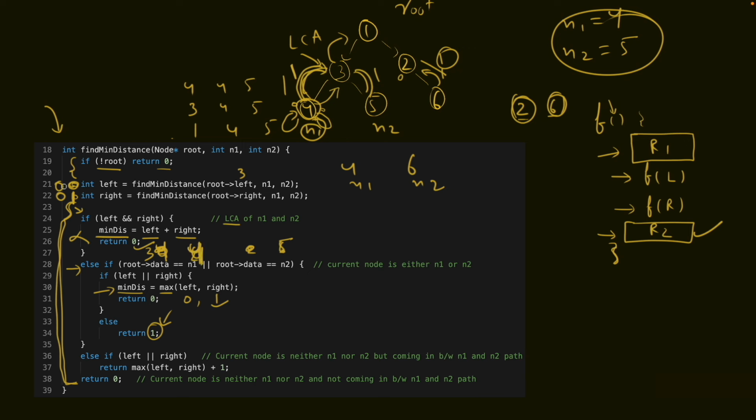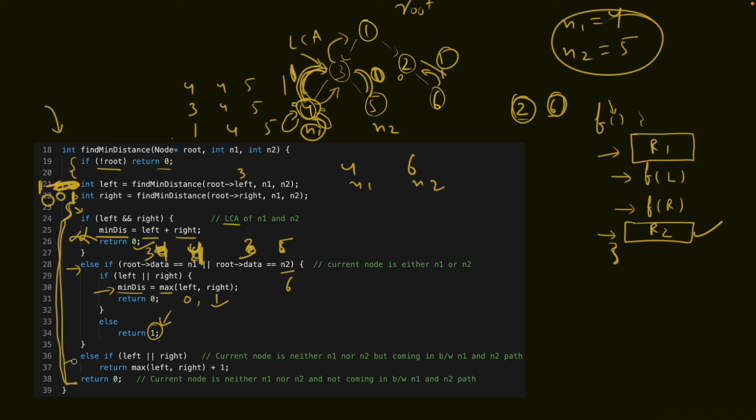From the left hand side, you would have received 1, so let's make it 1. But from the right hand side of this 3, you would have received 0 because you are not looking for 5. You're looking for 4, so you received 1. So this is 1 and then this is 0. So left is 1 and right is 0. You will not go inside this because root's data is 3, which is not equal to 4, and root's data is 3, which is not equal to 6. So you will not go inside this.